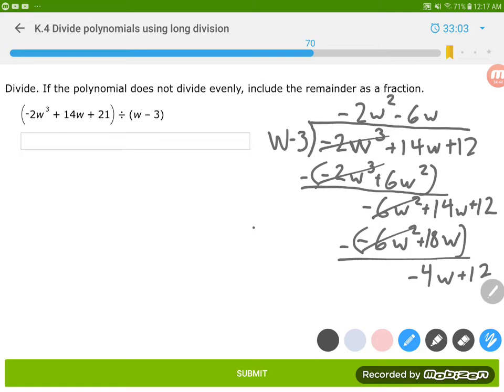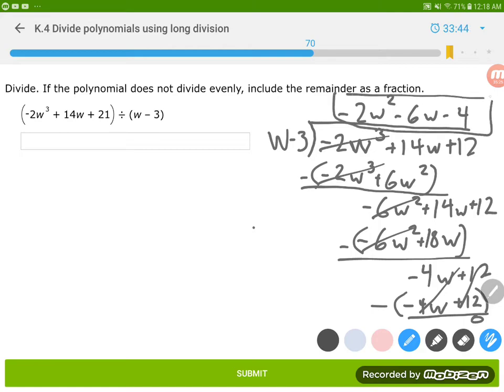Okay? Kind of running out of room, but we can do this division one more time because w can divide negative 4w. Negative 4w divided by w is going to equal negative 4. So negative 4 times w is negative 4w, and negative 4 times negative 3 is positive 12. And this is really good because we notice these are actually going to perfectly cancel, right? Boom, boom. So we have no remainder, and then this is our answer right up here.